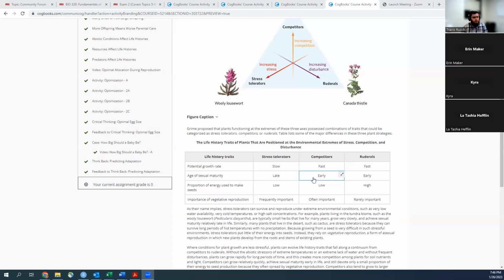And then at an energy point, we see the energy used to make seeds is low. Is that because they use most of their energy to increase their growth rate? Exactly, that would be a trade-off, right? They might have a lot of resources available, but they're putting so much into growing fast. That's the allocation of resources. If you put energy into one trait, it pulls from another trait.